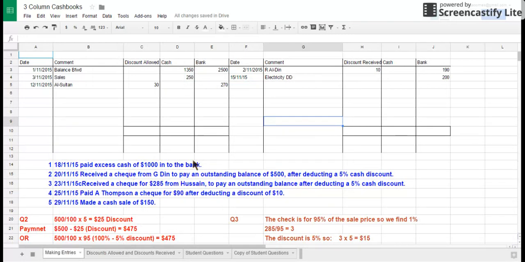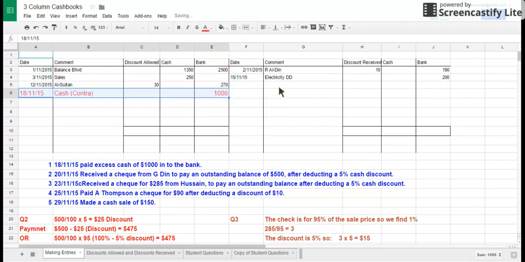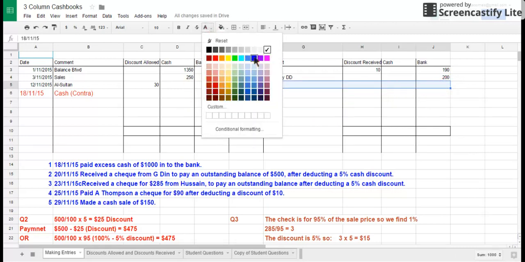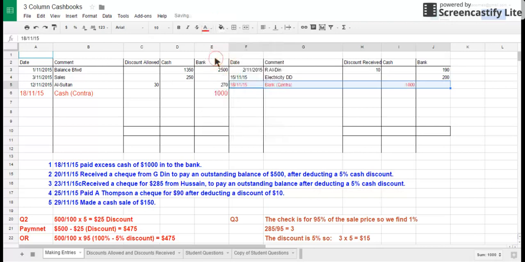The first one here, we've got another contra. Remember from the last podcast with the contras, it's because we've got both the cash and bank columns here in the same ledger. On the 18th of the 11th, we're paying some cash into the bank, so we're going to debit the bank because we're gaining an asset in the bank, and therefore hopefully up here we've got a credit entry from cash to reduce the amount of cash we've got, and because we're losing an asset, there'll be 1,000 in the credit side.